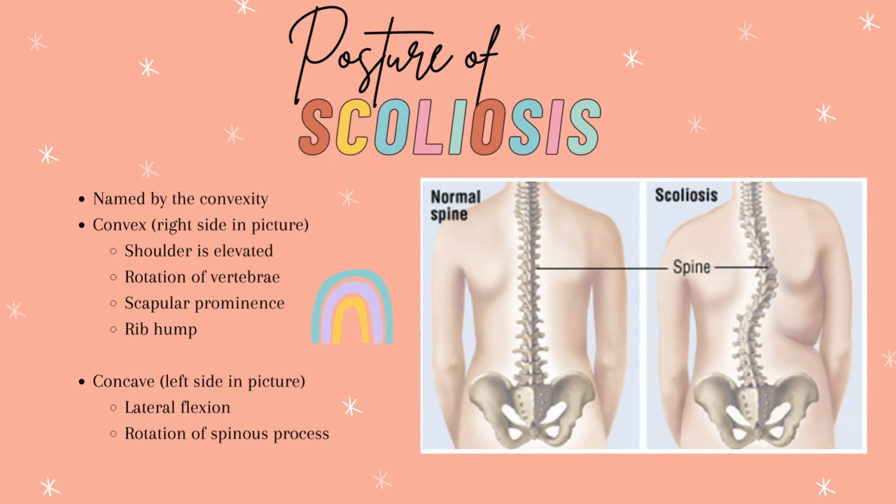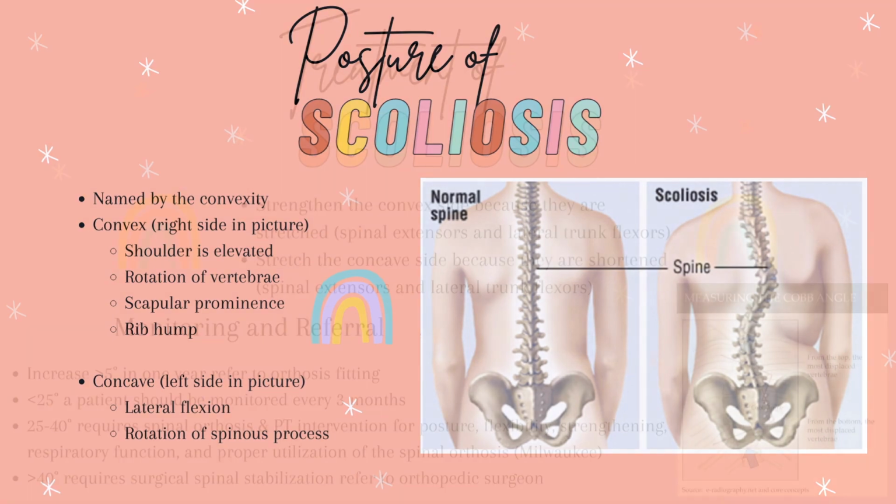So right thoracic scoliosis. Its presentation, you're going to look on the convex side and the concave side. So the convex side, typically the shoulder is elevated, the vertebrae is rotated to that side, they have a scapular prominence, you will feel their scapula more on that side, and you will see a rib hump. On the concave side, they will be in more lateral flexion, and that is where you'll feel the rotation of the spinous process on the left for this picture. So, the rotation of the vertebrae is to the right, but you feel that with the spinous process on the left.